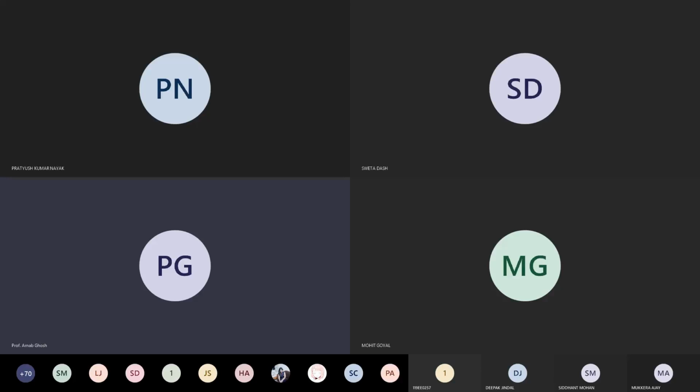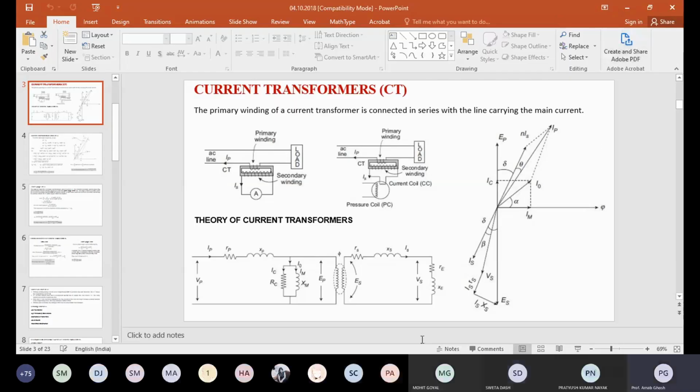In my last class, I started to discuss the very basic idea about instrument transformers. Today I am going to discuss the phasor diagram of CT as well as PT. I think all of you are able to understand the basic idea of current transformers. So what is the purpose of the current transformer? Yesterday I discussed it in my class.